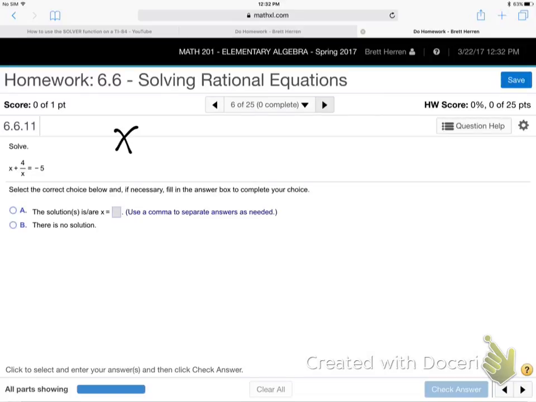All right, so x plus 4 over x equals minus 5. Let me give you a second. First thing is to find the LCD and put it top, top, top. Give you just a second on that. Find the LCD and put it top, top, top.